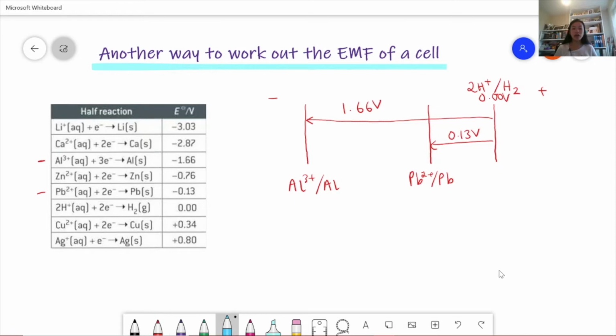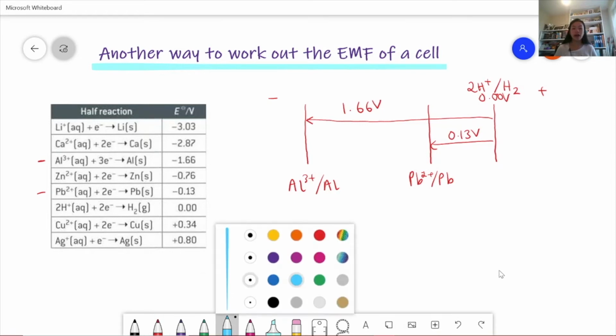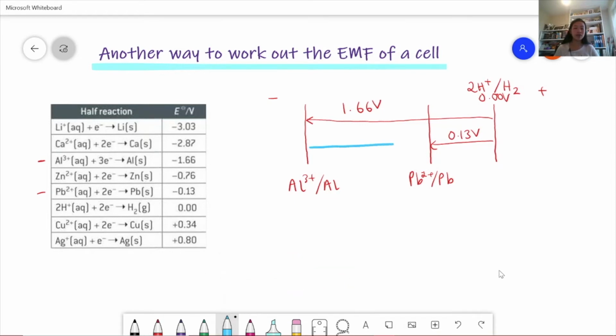And so now we can work out the EMF by looking at the difference. So the difference would be here. And so that gives us 1.53 volts, but also that limits confusion between the signs. But obviously you can pick whichever way that you like best. You can either use the equation or draw a cell diagram like this one.